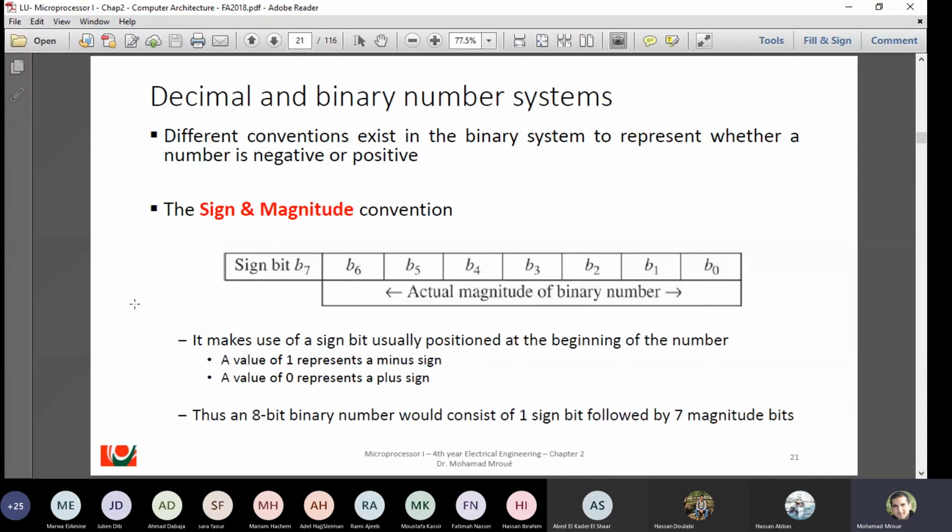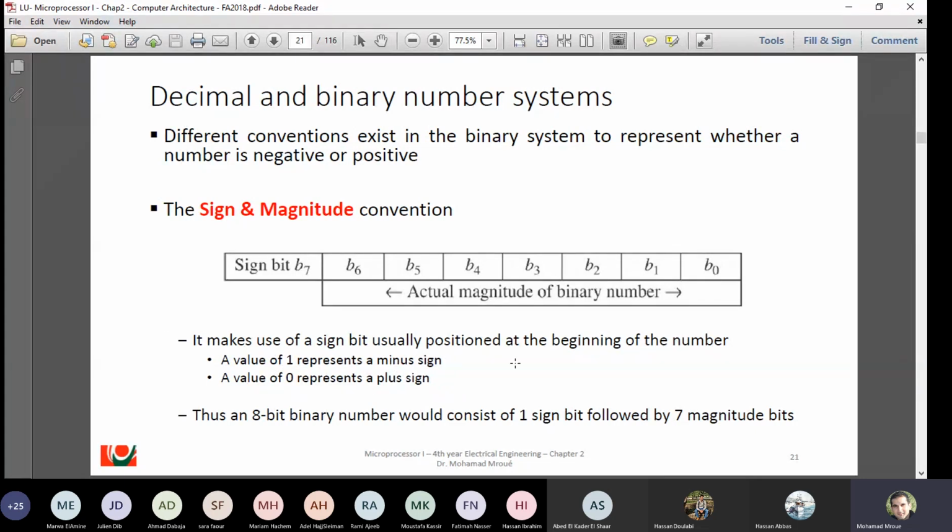Now, different conventions exist in the binary system to represent whether a number is negative or positive. So في عنا أول convention هي sign magnitude convention. So it makes use of a sign bit, usually positioned at the beginning of the number. A value of 1 represents a minus sign and the value of 0 represents a plus sign.